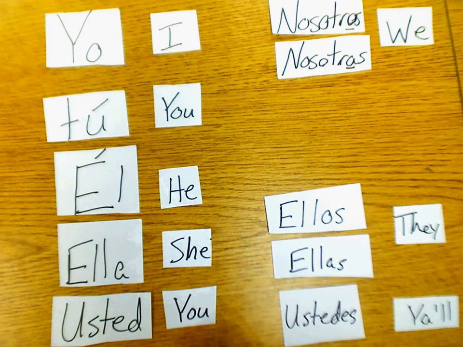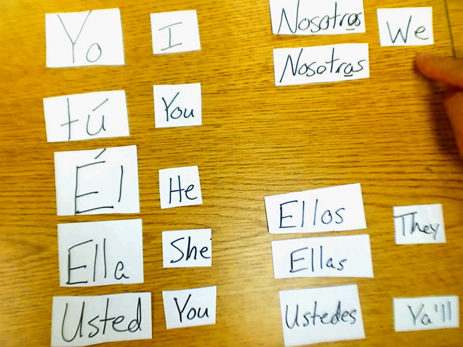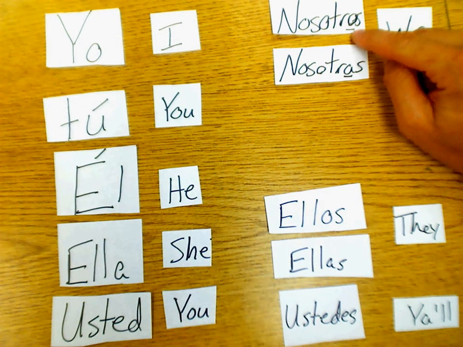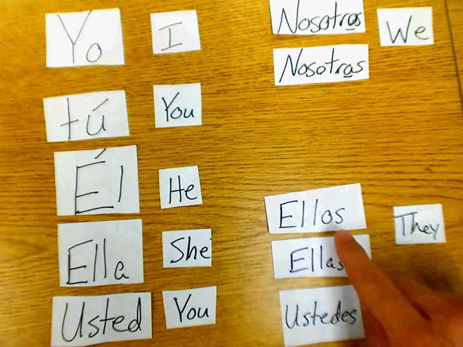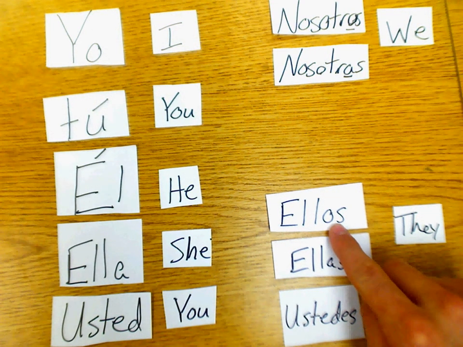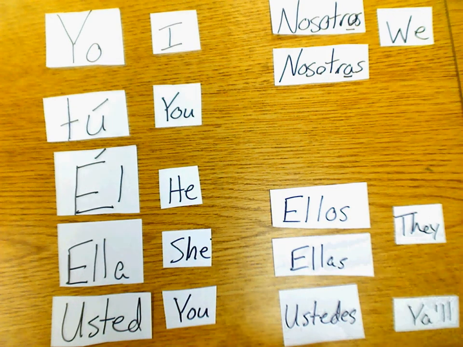So let me clarify something. Nosotros and nosotras both mean we, but you use them at different times. When you have nosotros, you're talking either about all men or men and women. When you have nosotras, it's always all women. Now, if you have ellos, same way as above, ellos is all men or all men and women. Ellas is always all women.